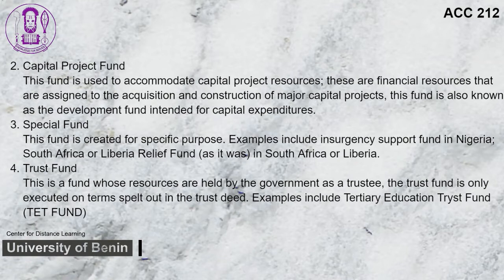3. Special Fund. This fund is created for a specific purpose. Examples include the Insurgency Support Fund in Nigeria, or the Relief Fund in South Africa or Liberia. 4. Trust Fund. This is a fund whose resources are held by the government as a trustee. The trust fund is only executed on terms spelled out in the trust deed. Examples include the Tertiary Education Trust Fund, TET Fund.